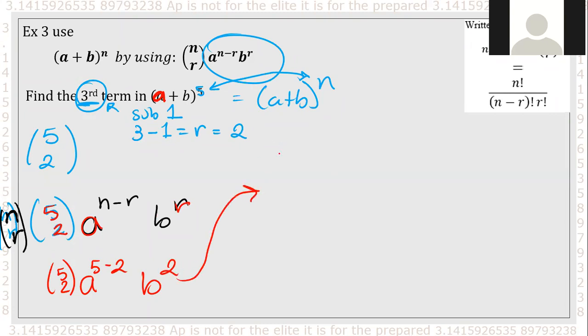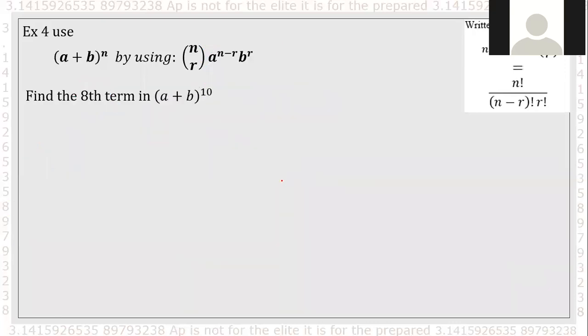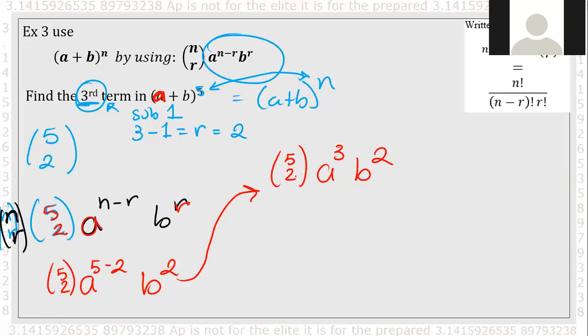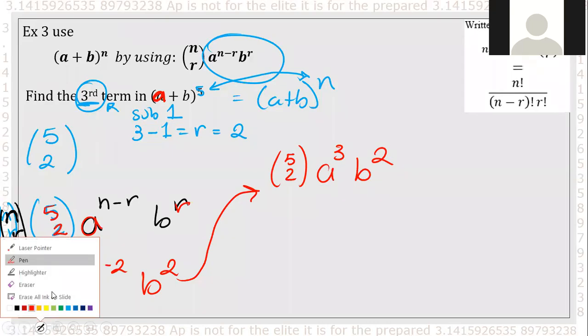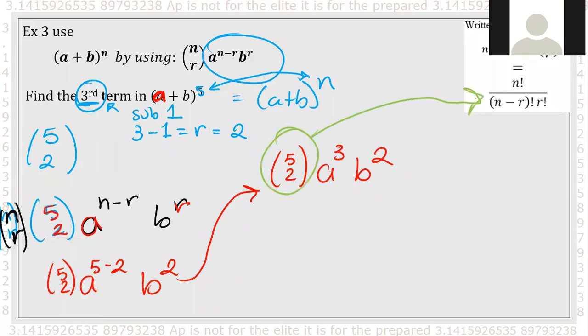So let me go ahead and write over here. This is 5, 2. A, 5 minus 2, that is 3, and b to the 2nd. Okay. So all we're missing now, guys, is to find the combination of 5 and 2. So 5 and 2, how do we find that? Well, that's what we just did right here. The other equation. Yep, the other equation.